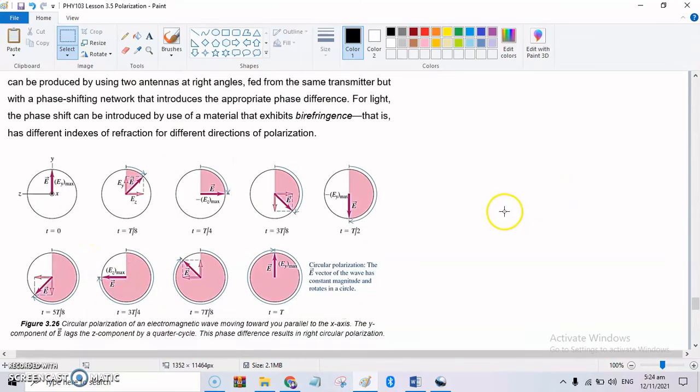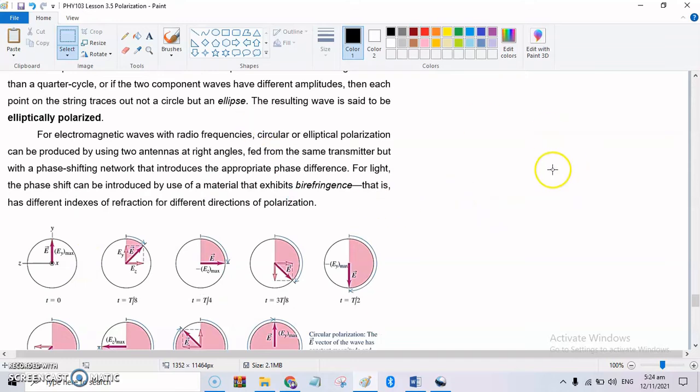So, what is an ellipse? An ellipse is just like a circle. A circle is like this, but an ellipse is something like this. It's a bit flat in the middle, with a fatter portion and a thinner portion. That is what an ellipse looks like. So, the resulting wave is said to be elliptically polarized.